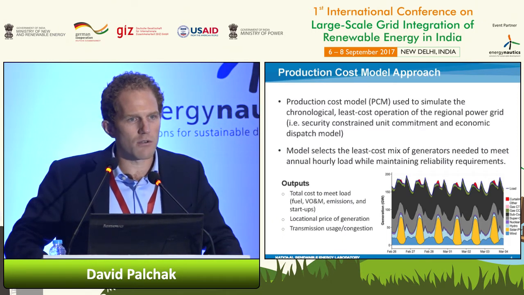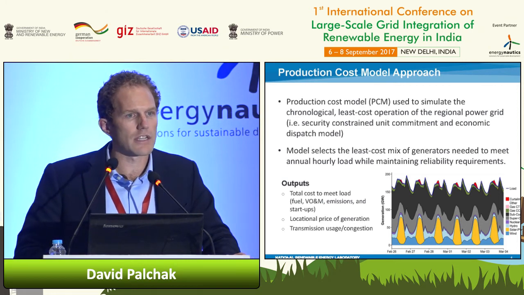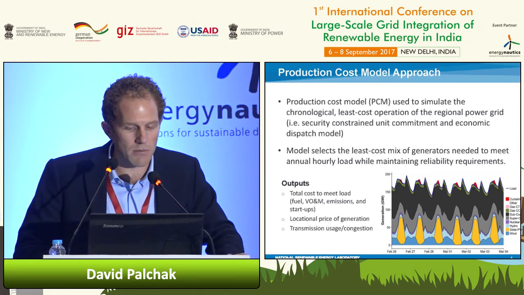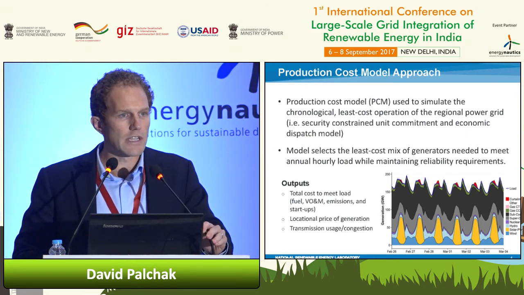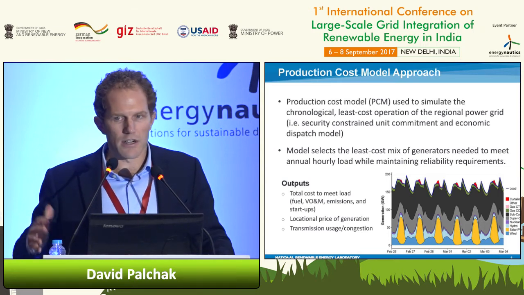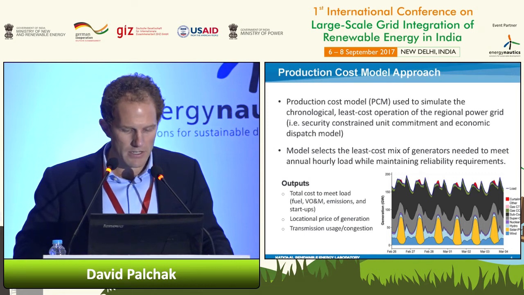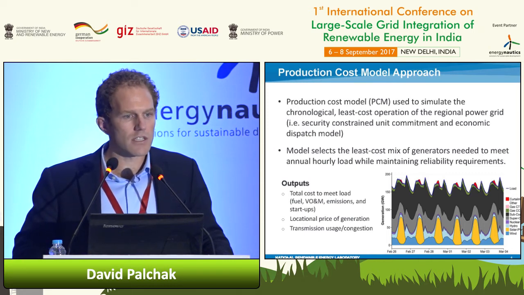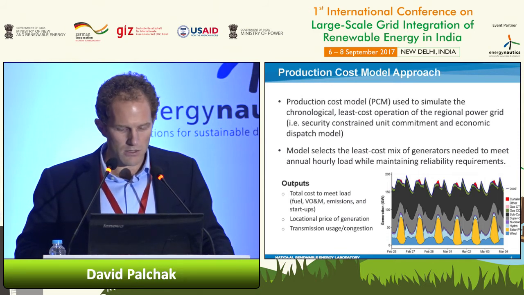So I apologize if you were in a session earlier where I showed this slide, but I just want to make sure I don't leave anybody behind. The way we look at the operations of the system is using a production cost model. This is used to simulate complete operations for the full year and every 15 minute dispatch period within the year. Another name for it is security constrained unit commitment and economic dispatch. So we are looking for the least cost mix of generators needed to meet the load. And this is on a 15-minute basis, actually, so a little bit of a typo there.